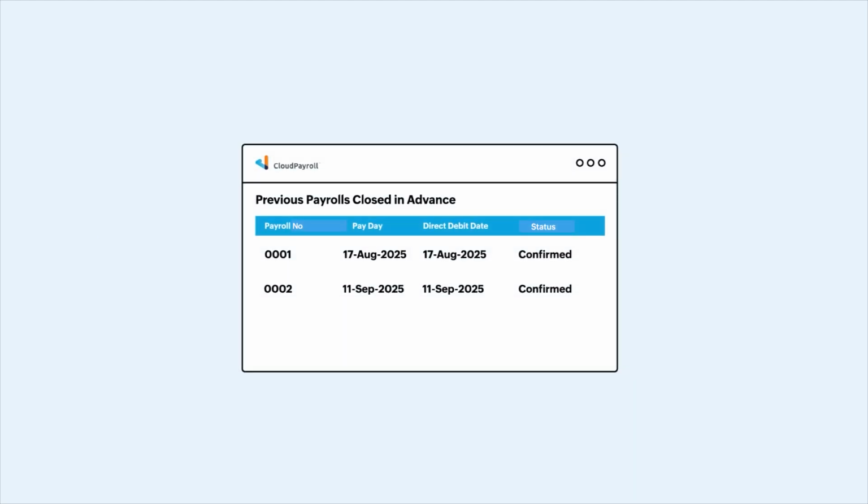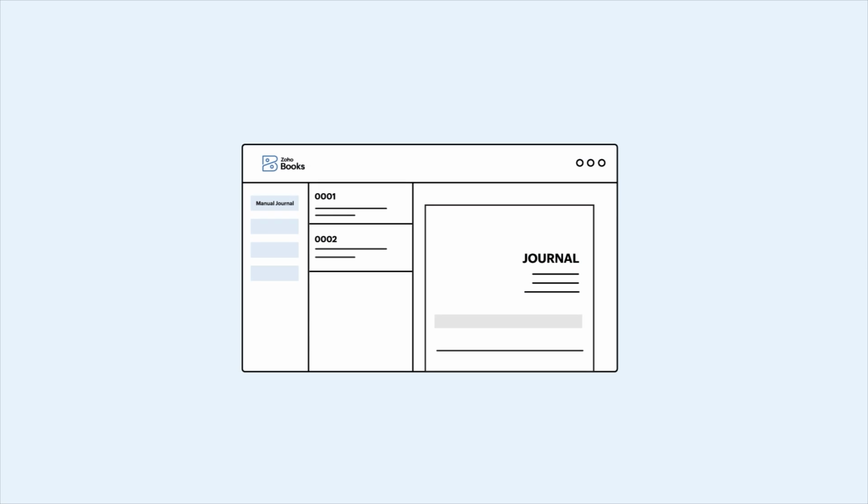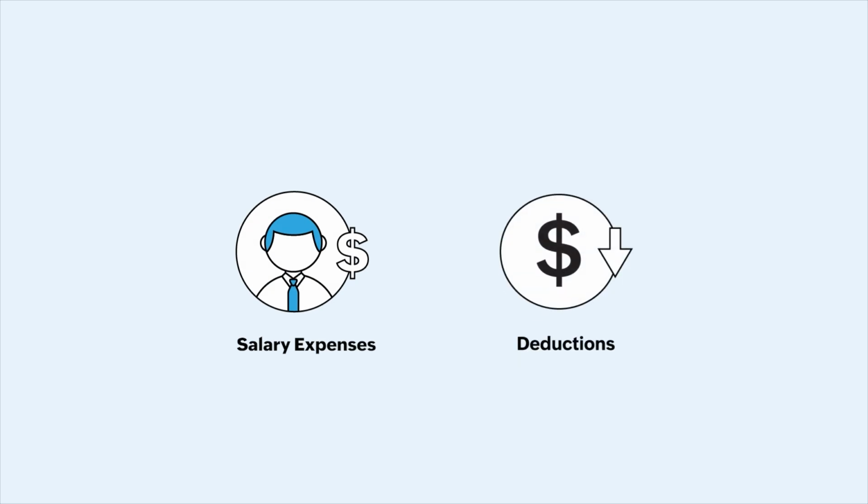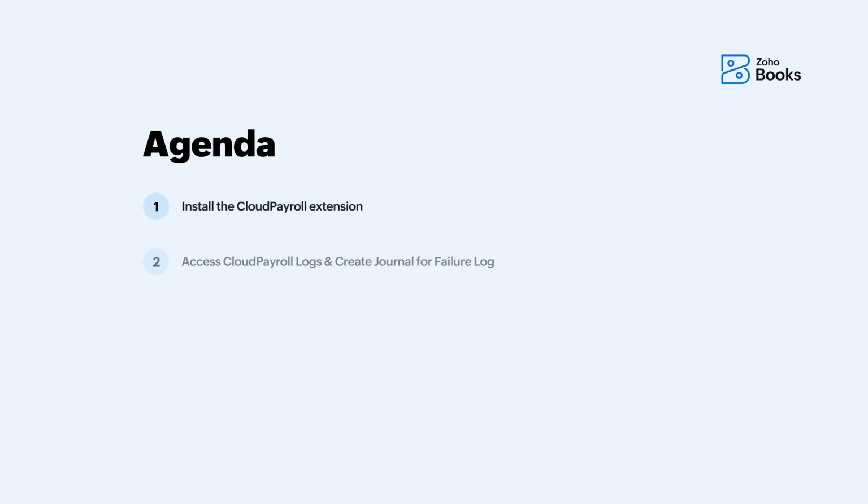And every time you close a payroll in CloudPayroll, a journal entry is created in Zoho Books for you. This helps keep your books accurate and updated with salary expenses, deductions, and more. We will cover the following topics to see how the extension works in Zoho Books.